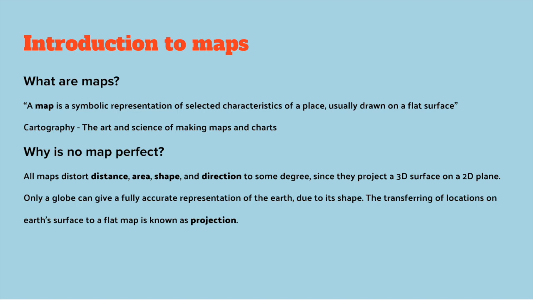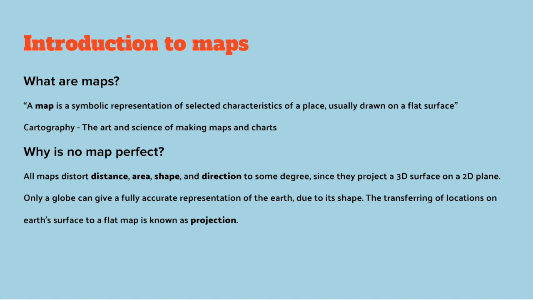And we also need to understand why no map is perfect. Because no map can be fully accurate, and part of this is that all maps distort four factors, namely distance, area, shape, and direction. The reason all of these are distorted to some degree is because mathematically you cannot project a 3D surface onto a 2D plane 100% accurately.